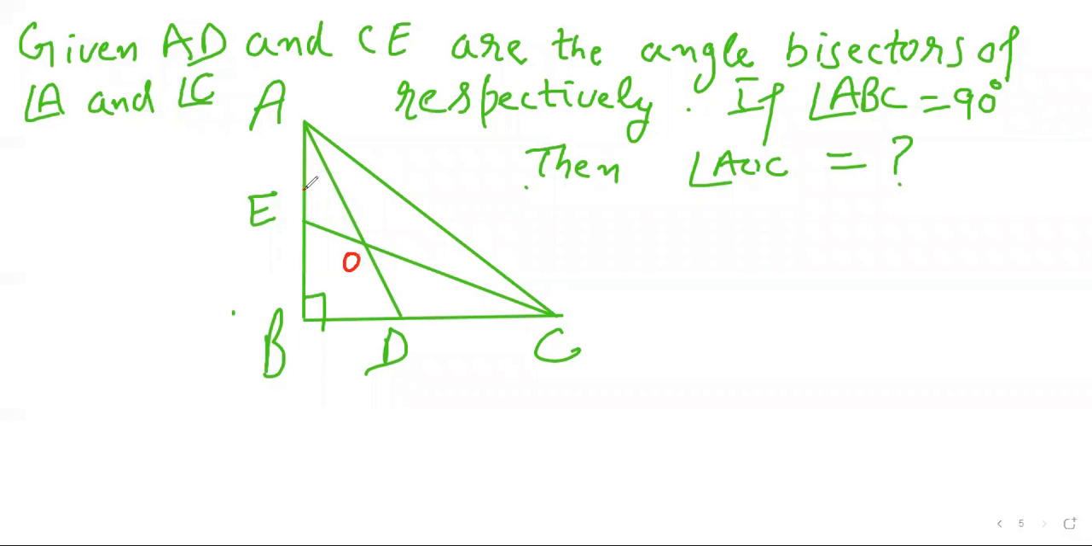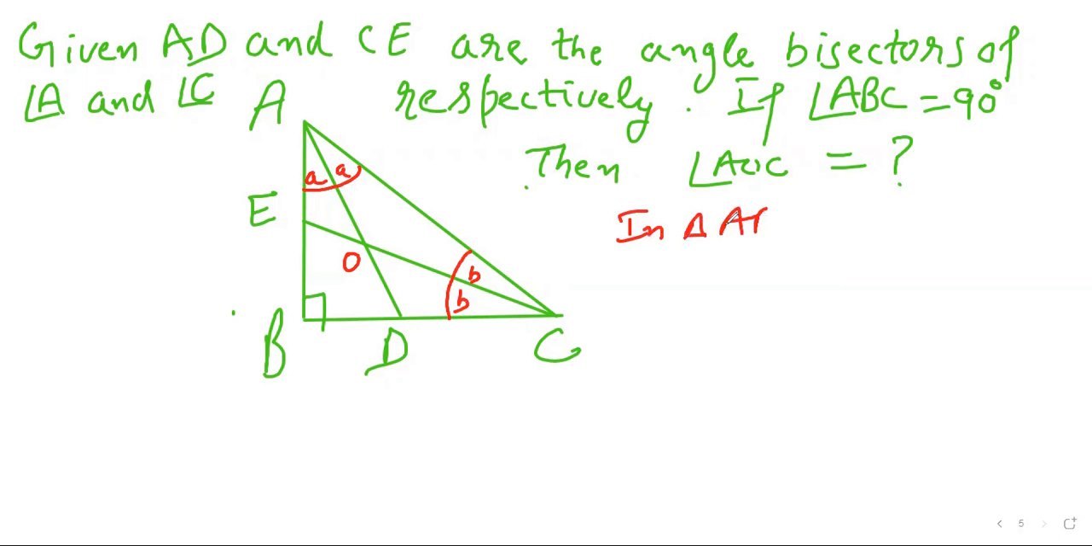To find this, first of all, it is already given that AD and CE are the angle bisectors. When AD and CE are the angle bisectors, obviously, these two angles we mark equal to A. So these two angles we mark equal to B because CE is the angle bisector. That's why it is angle B. If I mark it angle B, this is also angle B. Angle A and A are equal. So we are writing first in triangle.